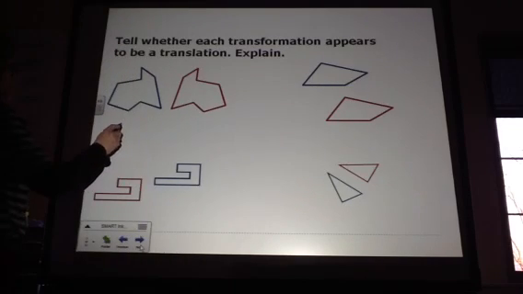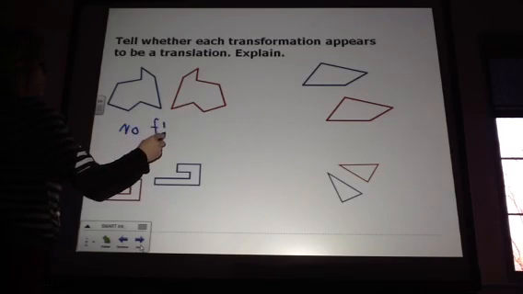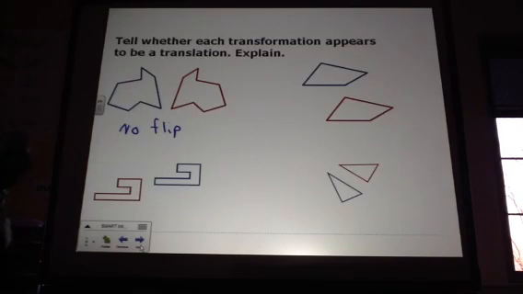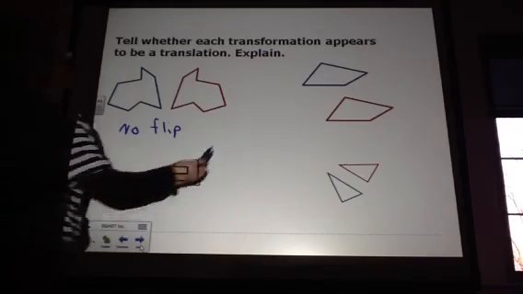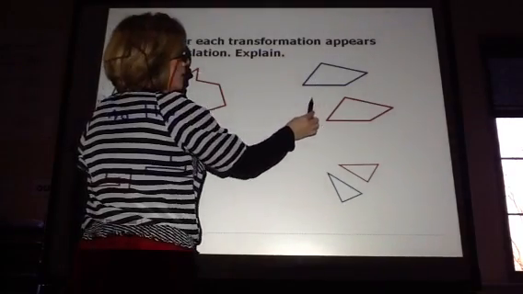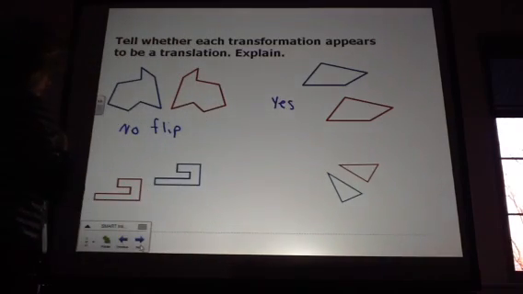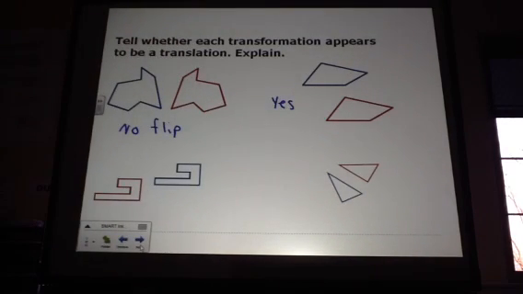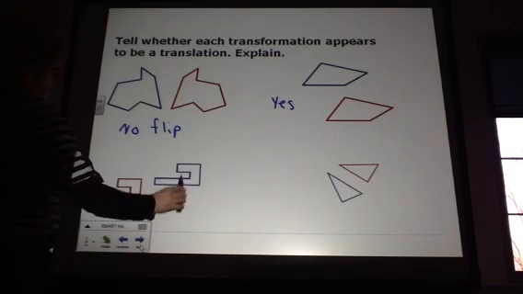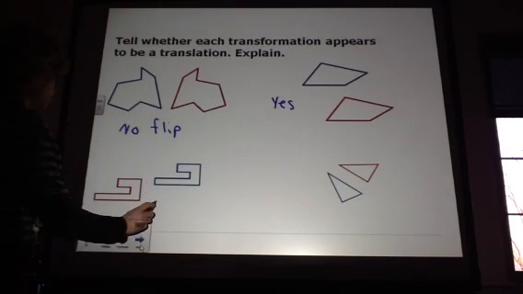So, is this a slide? Nope. Looks like a flip. When it's a flip, that is a reflection. Is this a slide? Yes, it looks like we slid down and then over a little bit. So that is a translation. Is this one a slide? Yes. If we start here, we went over and up. If we start here, we went down and over.